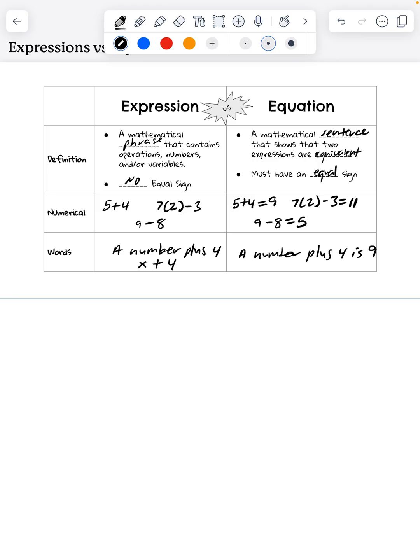Okay, so now, like I said, the difference between an expression and an equation is basically that your expression is part of an equation. It is part of that math sentence, that full math sentence. The expression is the part, the equation is the full. For an expression, you don't have to have an equal sign, but an equation must have an equal sign.